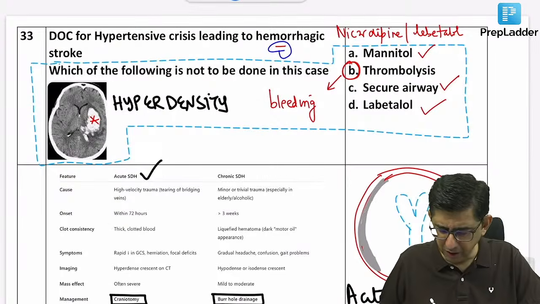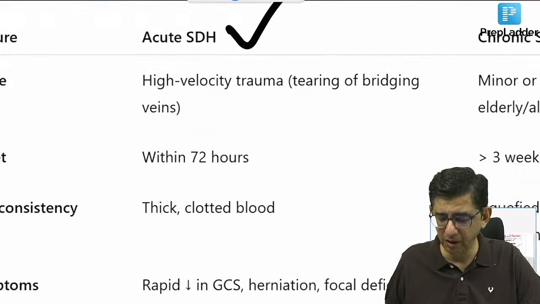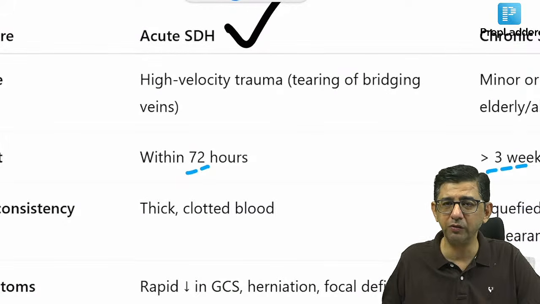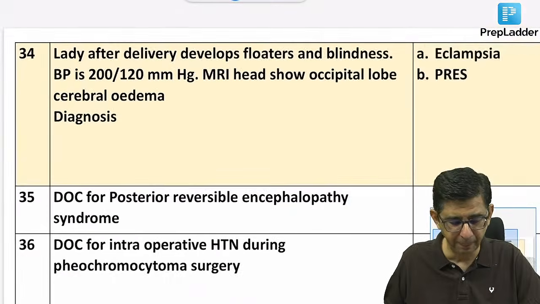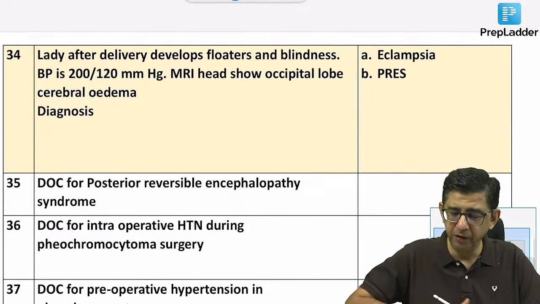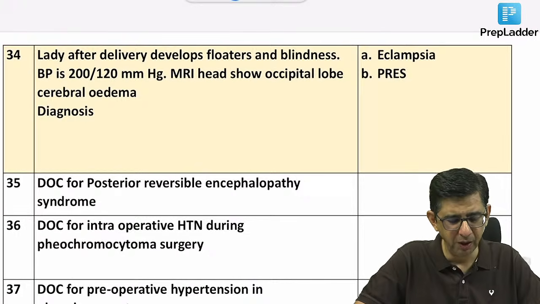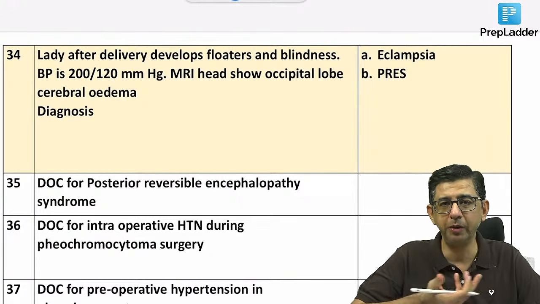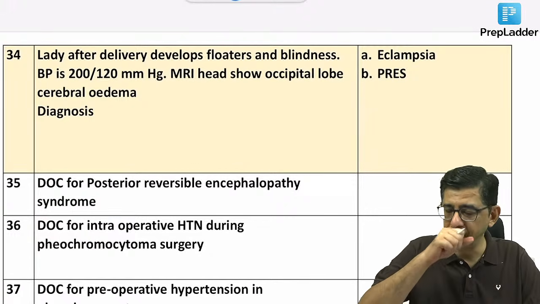It's not a hard and fast rule for that 72 hours and 3 weeks. I mean, that is not a hard and fast rule that symptoms will occur within 72 hours or within 3 weeks. It can vary. So let's not go by time frame there. Yes, a lady after delivery is having blindness. The MRI is showing occipital lobe cerebral edema. You just need to go by English here that it's posterior. The occipital lobe is located posteriorly. So this would be a posterior reversible encephalopathy syndrome that has occurred in this patient.